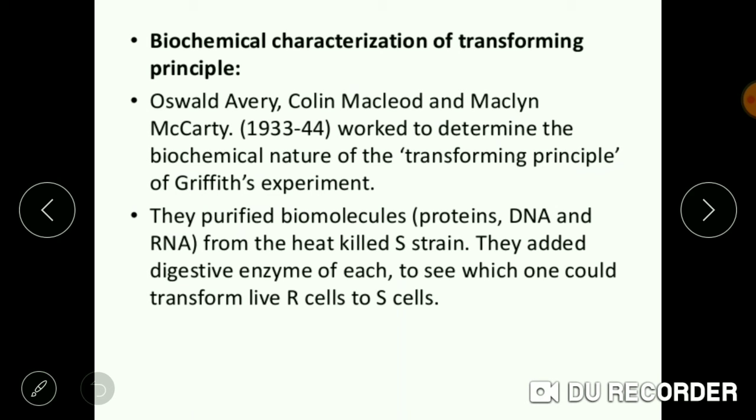Now for the biochemical characterization of the transforming principle, Oswald Avery, Colin MacLeod and Maclyn McCarty, in 1933 to 1944, worked to determine the biochemical nature of the transforming principle of Griffith's experiment. They purified the biomolecules, proteins, DNA and RNA, from the heat-killed S strain. They added digestive enzymes to each to see which one could transform live R cells to S cells.